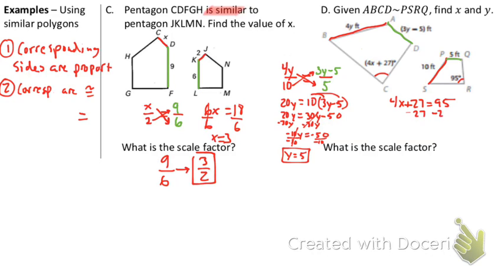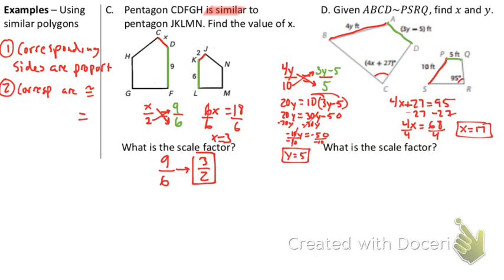So subtract 27 from both sides. I get 4x equals 68. Divide both sides by 4. And x is going to equal 17. Okay? So we're good there.